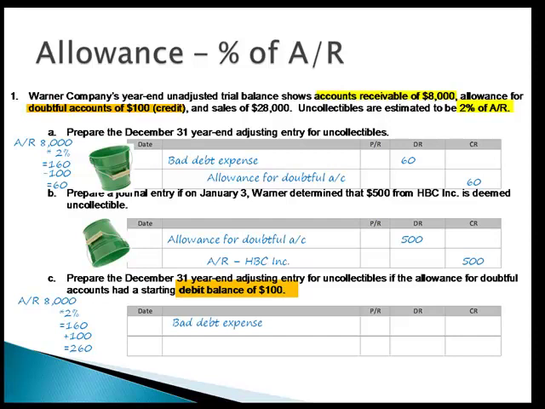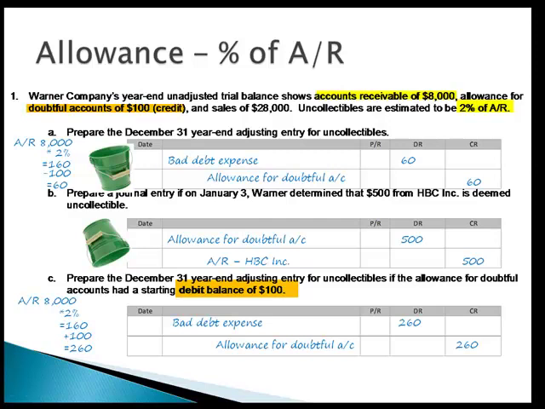So here we debit bad debt expense for $260, and we credit the allowance account for $260. What we're doing is wiping out that debit balance and adding in our normal balance. So it's $160, what we really want, plus we're compensating for the negative amount in our allowance account.